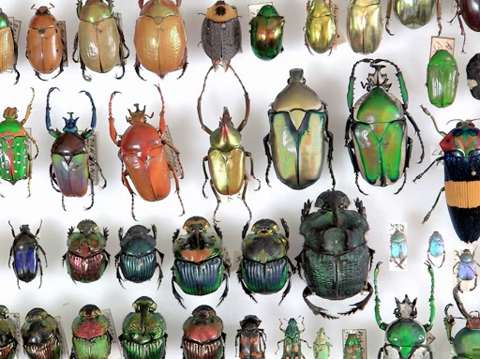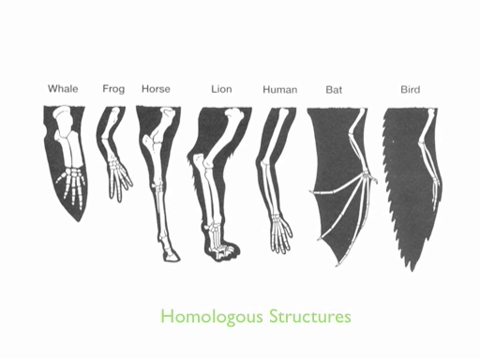When we see an anatomical trait that is shared by two or more different species, we can reasonably conclude that this trait was inherited from a common ancestor that they share. These traits are called homologous structures. One of the best examples of homology is seen here, in the forelimbs of tetrapods.